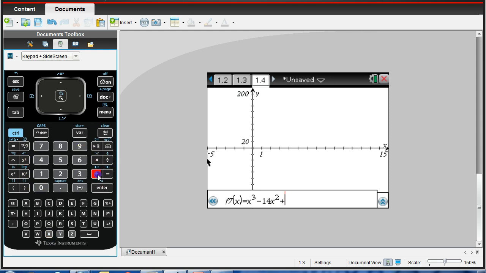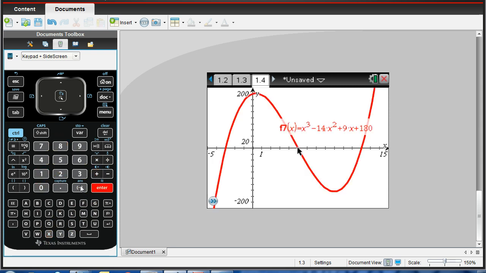plus 9x plus 180. And hit enter. So now it's nice because we can see our complete graph. And now let's look to see where the x-intercepts are.